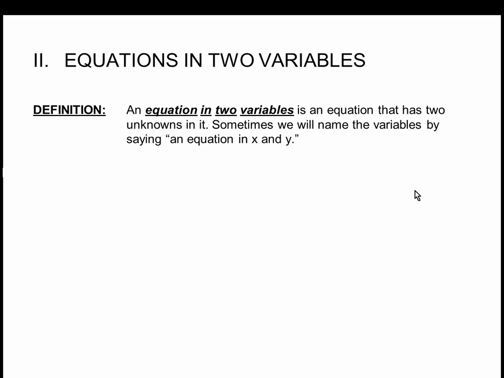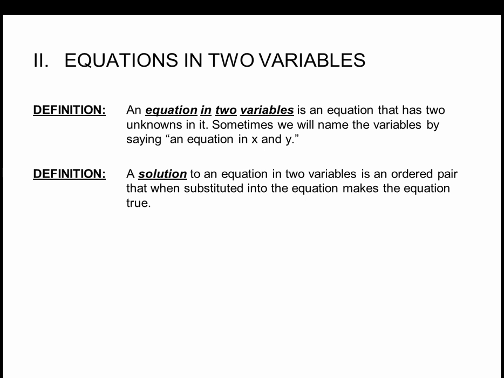Definition: an equation in two variables is an equation that has two unknowns in it. Sometimes we will name the variables by saying an equation in x and y. I like the equations in x and y because we have that xy plane. Definition: a solution to an equation in two variables is an ordered pair that when substituted into the equation makes the equation true. So you have to give me an ordered pair, which means an x value and a y value, and you put them in parentheses. Remember, an ordered pair must be put in parentheses. That's what makes it an ordered pair.